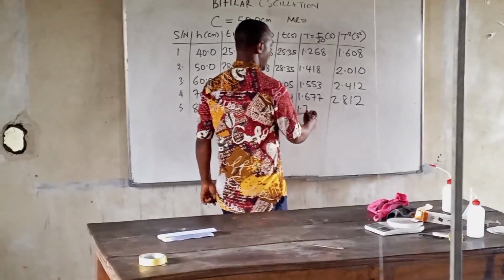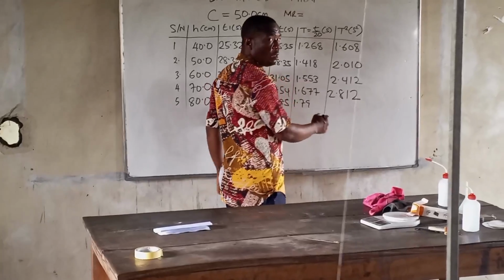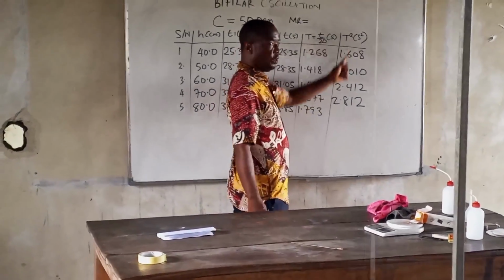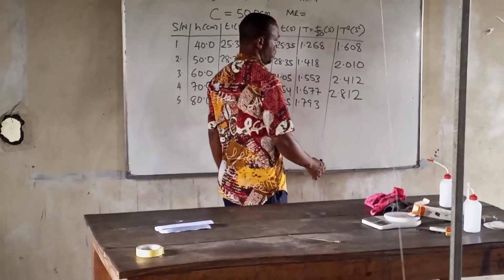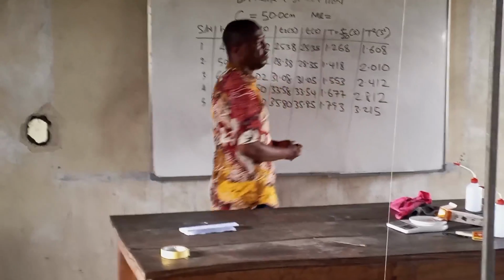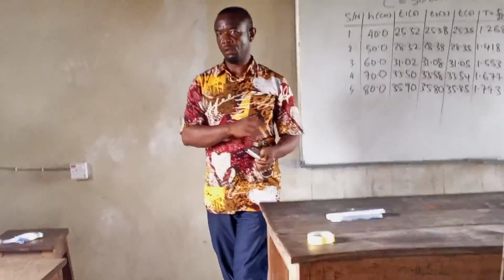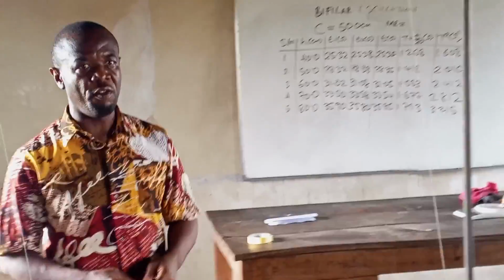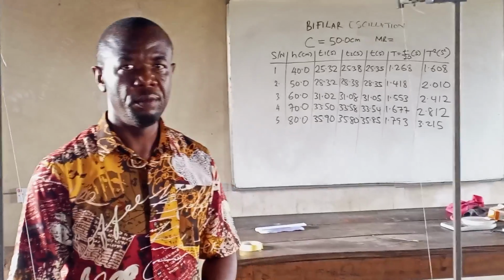1.793. You square 1.793 to find the square of the period: 3.215. So we have come to the end of the experiment. Then the next thing to do now is to plot the graph, find the slope, and then conclude.